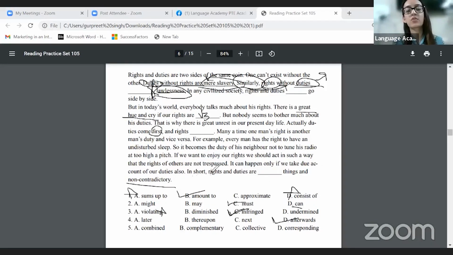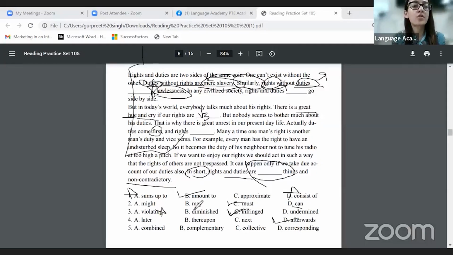So in short means the overall conclusion of this whole reading the passage is that rights and duties are not contradictory, means they are not opposite of each other, rather they are dash. So what is the opposite of not opposite, non-contradictory? Combined, they are joined together. Complementaries, they go with one another. Rights and duties are collective things. Collective is something that we collect. And corresponding is not an adjective. So we'll go with complementary.